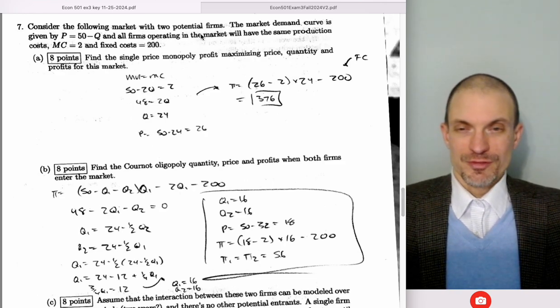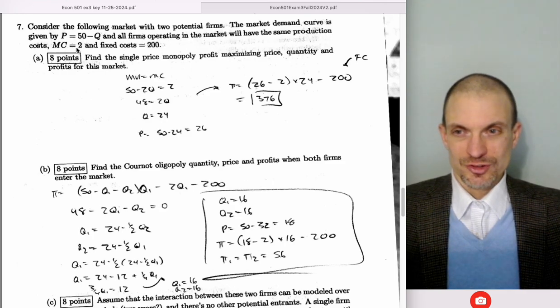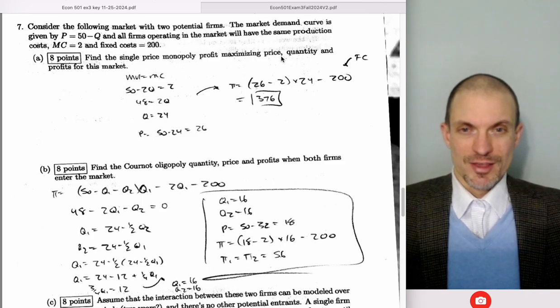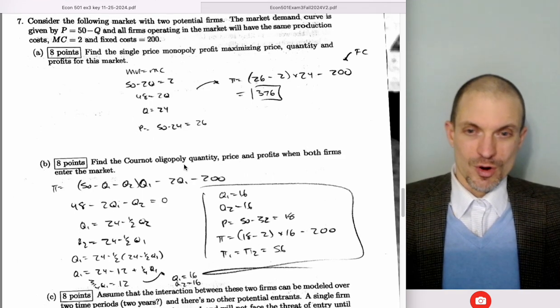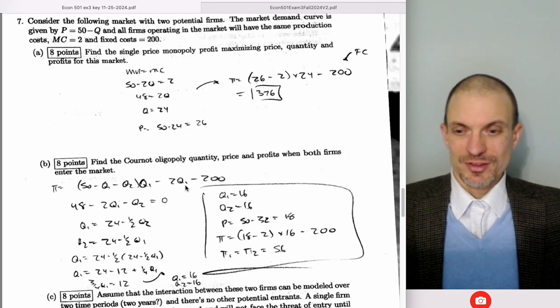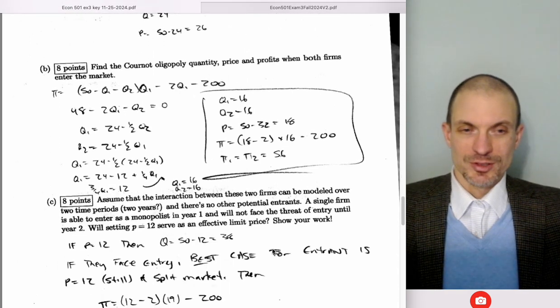All right, consider the following market with two potential firms. Market demand is given by 50 minus Q. All firms must face the same production costs of marginal cost of 2 and fixed cost of 200. Find the single price monopoly price, quantity, and profits. And then find the Cournot oligopoly quantity, price, and profits. And then I'm asking about limit pricing.